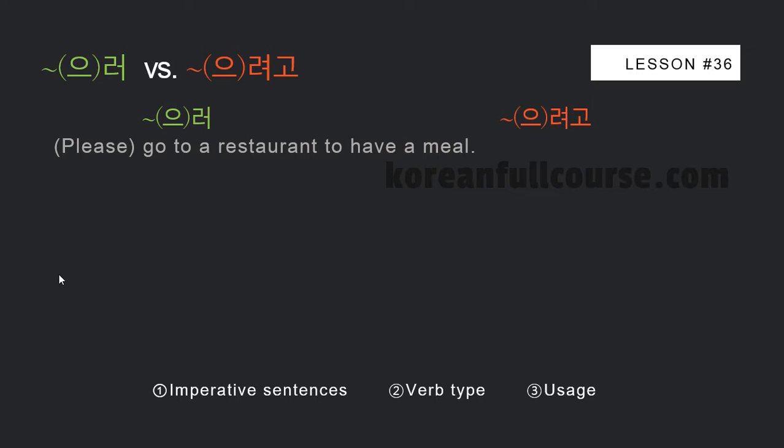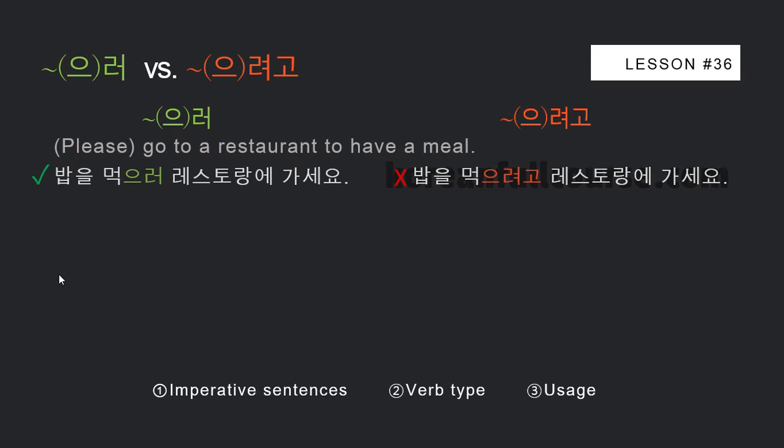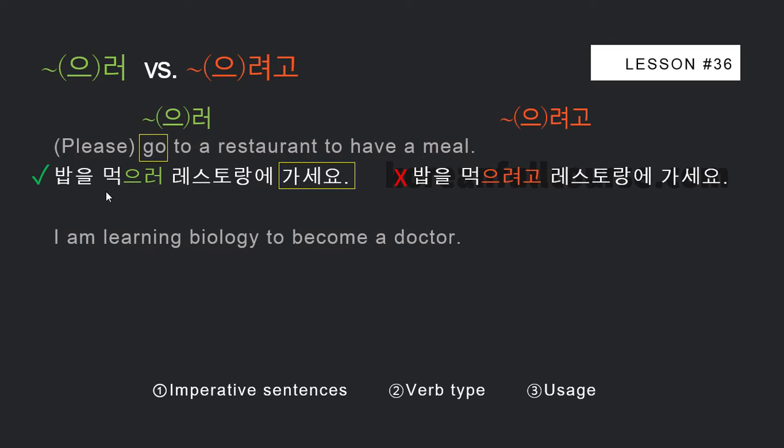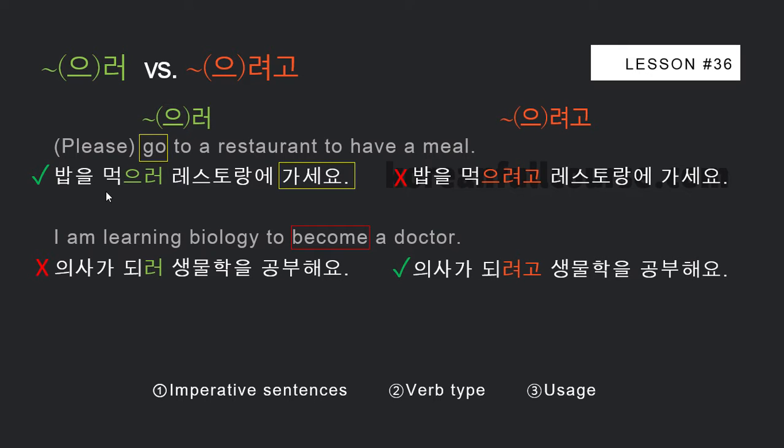Please go to a restaurant to have a meal. The grammatically correct sentence between these two is this one. 밥을 먹으러 레스토랑에 가세요. Because 가다 is a verb of motion. I'm learning biology to become a doctor. Become is not a verb of motion. For this reason, we cannot say 의사가 되러 생물학을 공부해요. Instead, use 으려고. 의사가 되려고 생물학을 공부해요.